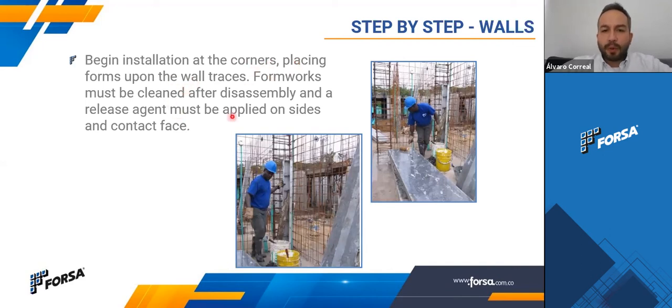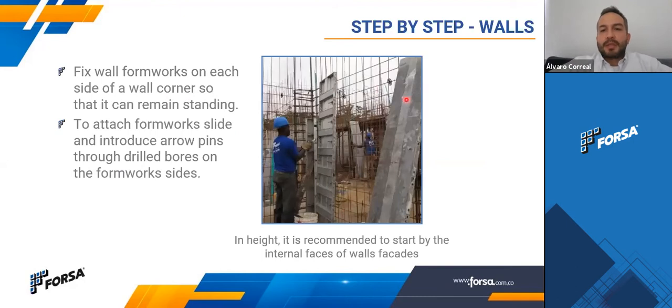You place the forms upon the wall traces, and you use the pin studs that we saw before as a restriction. The forms need to be clean, and you apply release agent before going into place. You start in a corner and you fix the wall form into it, and then the other one here, so it remains standing and you can go and get another form. So this is the right way to do it.